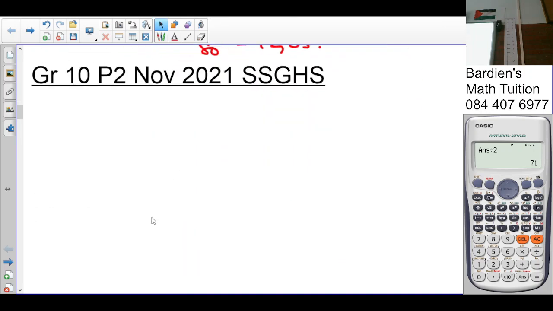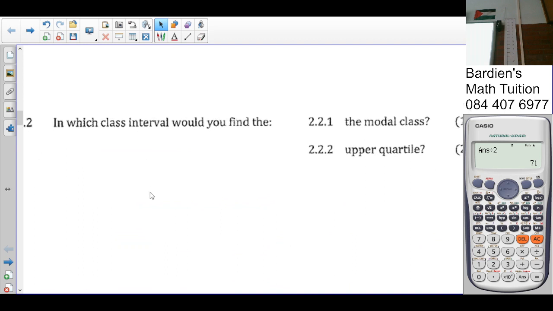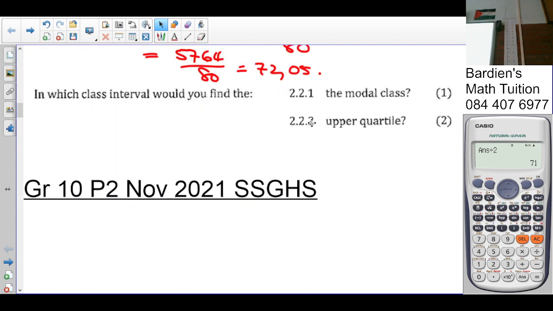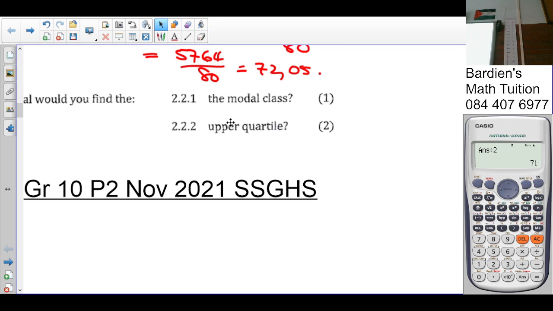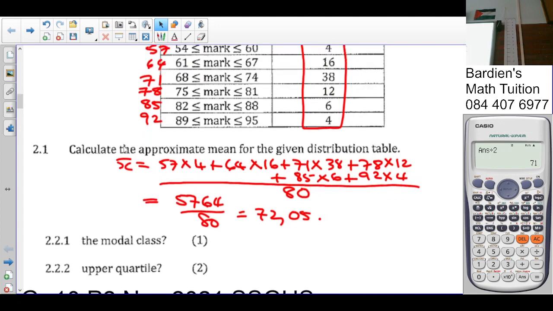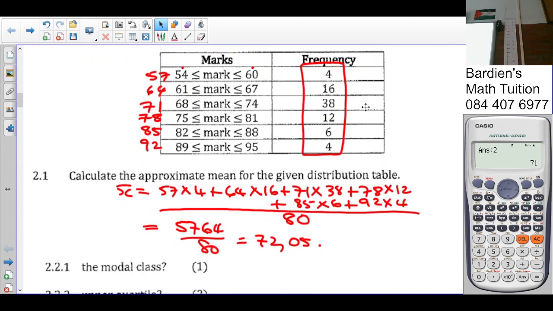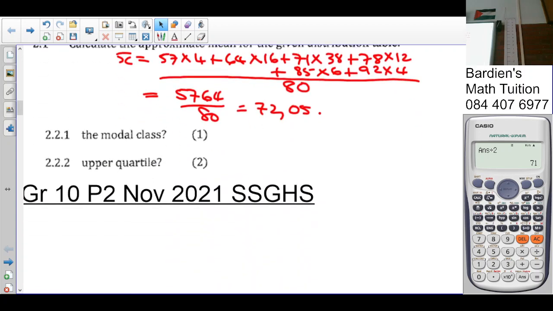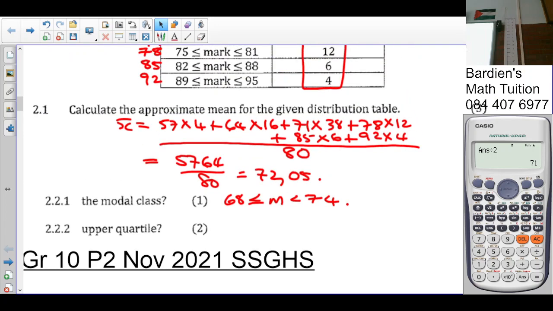Alright, next question. The first one of the two says, in which class interval would you find the modal class? The modal class is the one that has the most. So which one has the most is 68 to 74. Can you see that? So we got the mark greater than 68 and equal to 74. Okay? All agree with that?